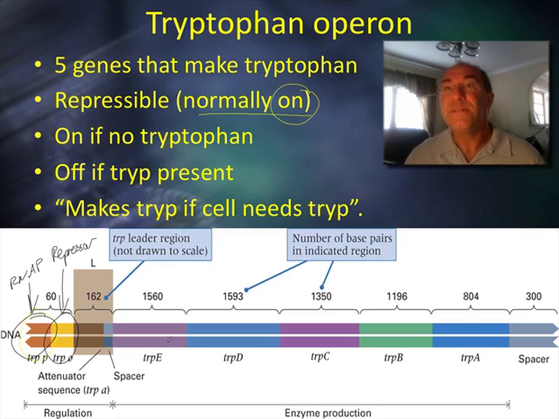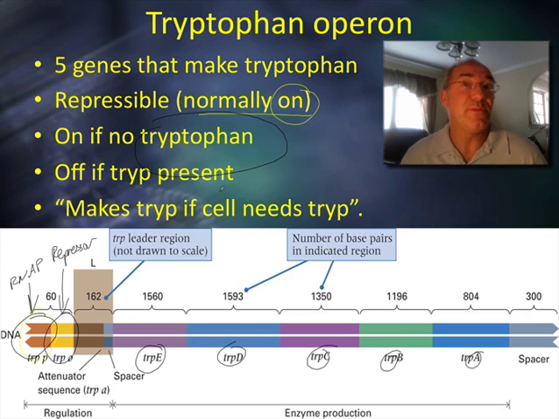And there are 5 structural genes in this particular operon. There's E, D, C, B, and A. And together, the products of these 5 genes create this amino acid, tryptophan. So we want to turn this on if there is no tryptophan in the cell, because then we would want to make tryptophan. And we want to turn this off if tryptophan is present in the cell, because why would you want to turn it on if you've already got it there, right? And so E. coli then makes tryptophan if the cell needs tryptophan.